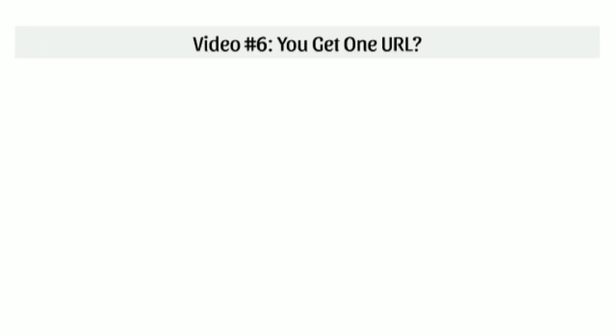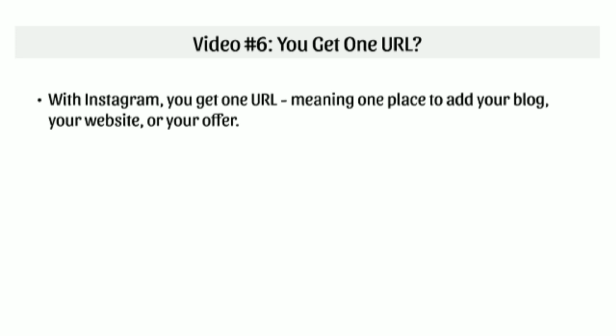All right, welcome back. This is video number 6. It's called You Get One URL. So that's the reality with Instagram: you get one URL, meaning one place to add your blog, your website, or your offer. It's not like Facebook where you can create a post every single time and put a URL directly to your offer. You get one URL, so you've got to choose it wisely.